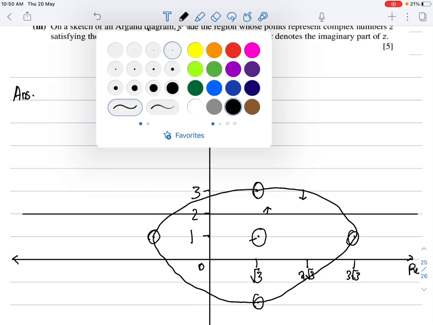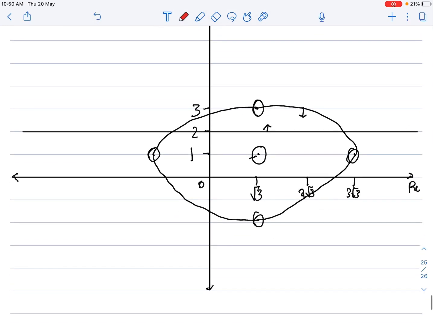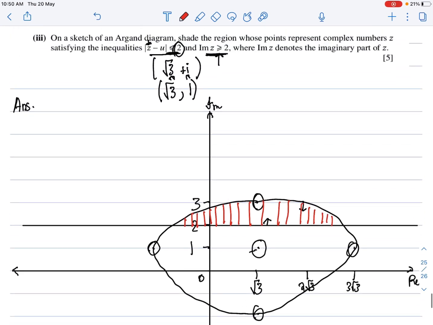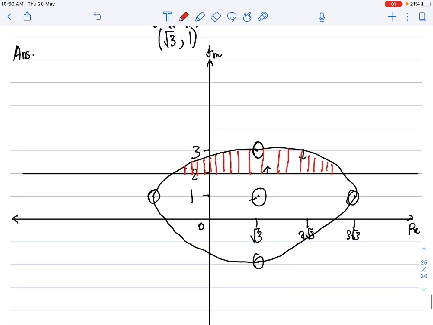So the region which I have in common is basically this, which is satisfying the inequalities. Okay, so simple question. It's easy to understand. So yeah.